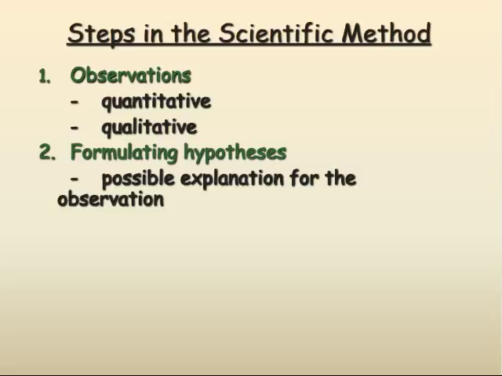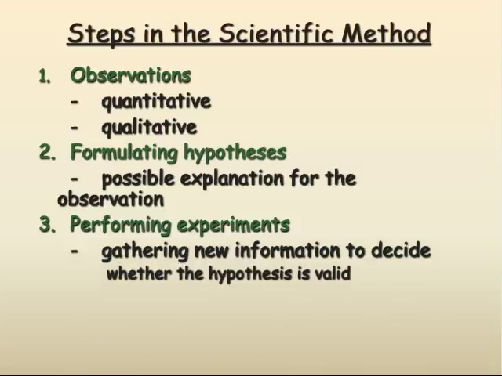And formulating a hypothesis of why those things are the way they are is a possible explanation of the observation that you just made. And then perform experiments based on your observations and your hypothesis. An experiment is carried out to test that hypothesis. This involves gathering new information that enables a scientist to decide whether or not the hypothesis that they just made is valid. That is, whether it is supported by new information learned from the experiment. And experiments always produce new observations, and this brings the process back to the beginning.